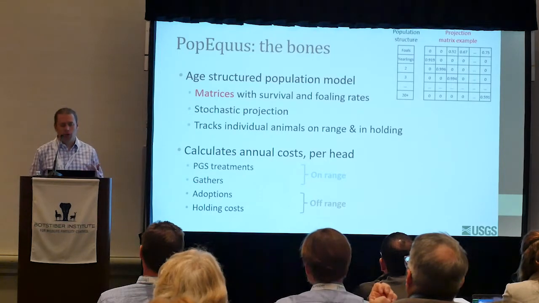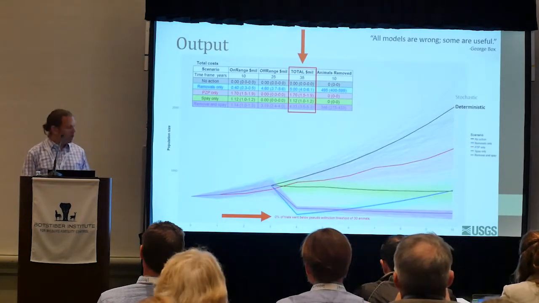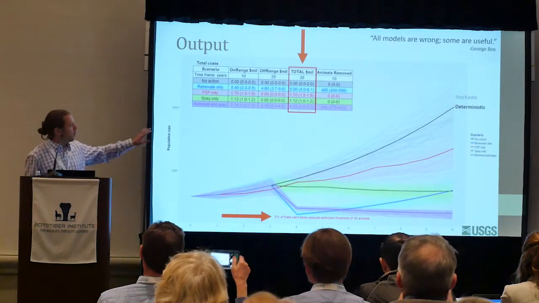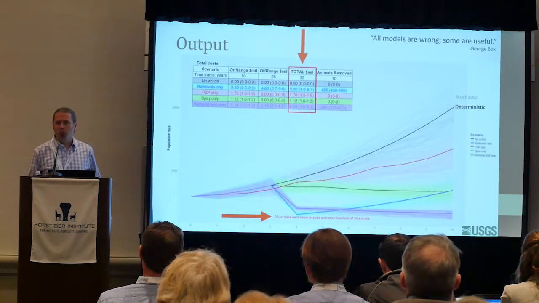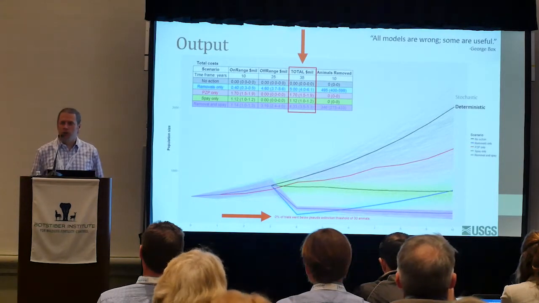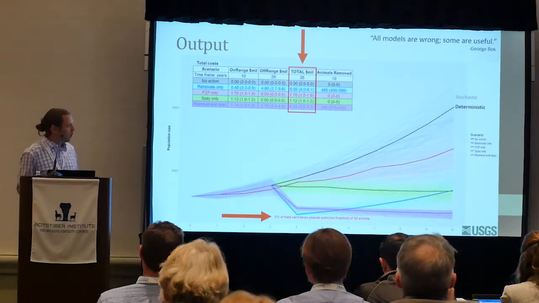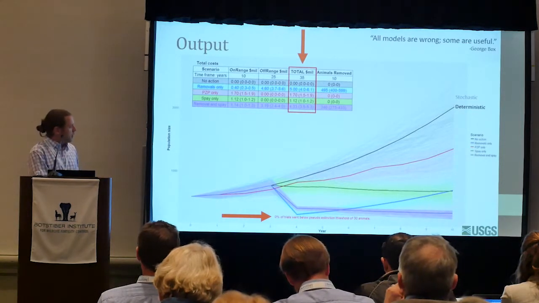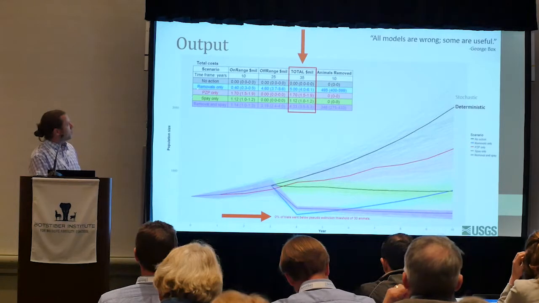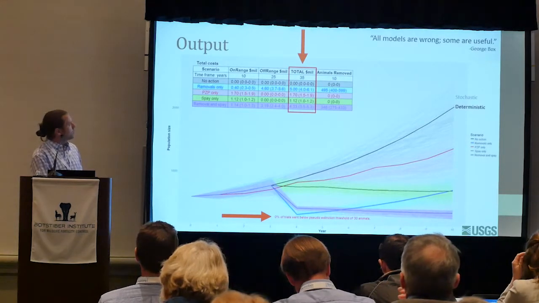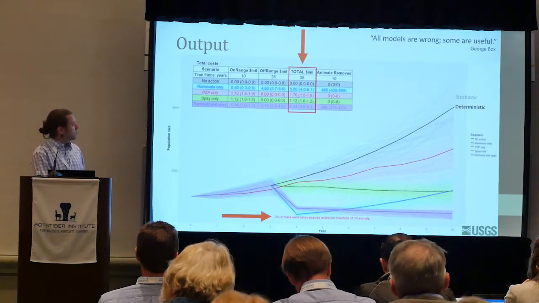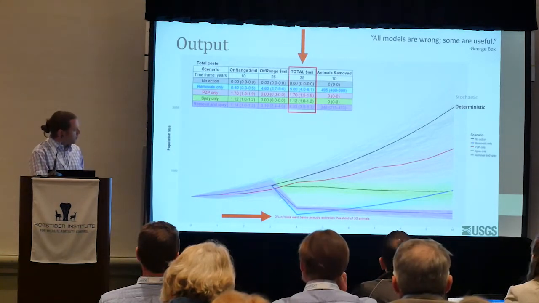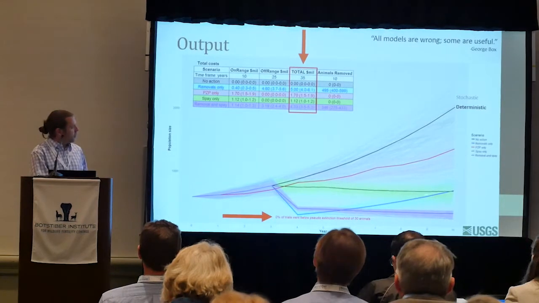What it actually outputs looks like this: we have a graph and a chart. The graph is population projections at different management scenarios, and then a chart of costs. To walk through this, these colors represent different management scenarios. This is a no action in black, which just goes up, and then in blue we have removals only. So we do a removal here in year 4, and then it grows again.